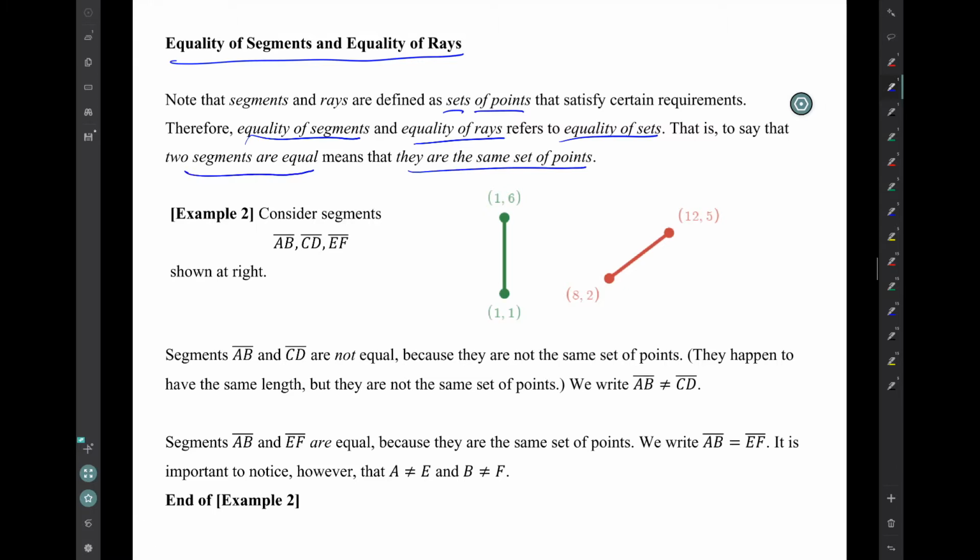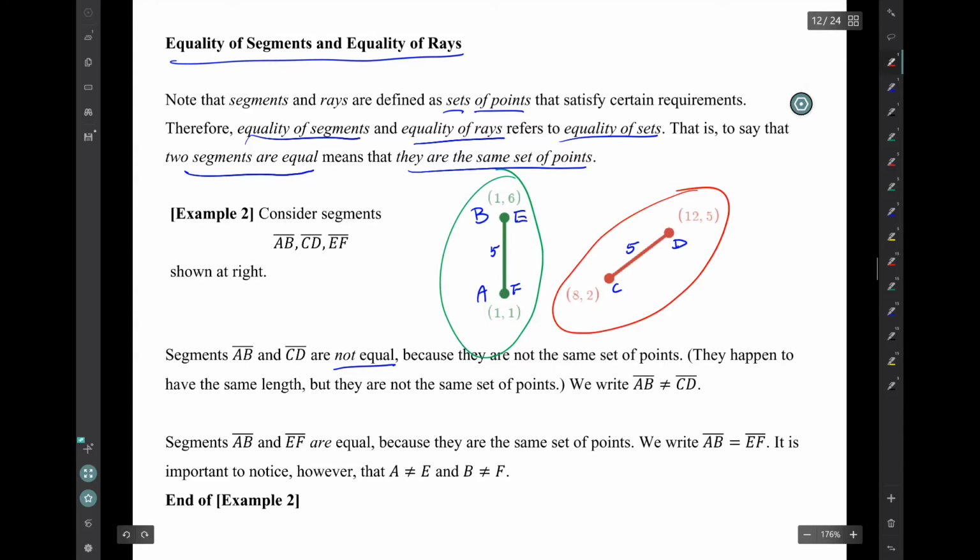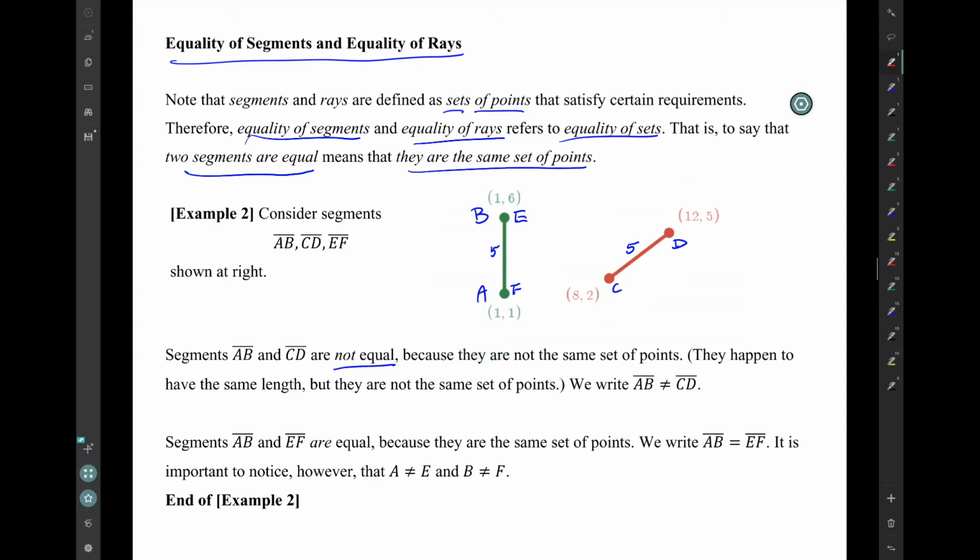So for example, consider these segments: segment AB, segment CD, and segment EF. Now both of these segments have a length of 5 units. Segments AB and CD are not equal because they're not the same set of points. Segment AB is this set of points over here, and segment CD is this set of points over here. Those are not the same set of points. They have the same length, but they are not the same set of points. So we would write this: segment AB is not equal to segment CD.